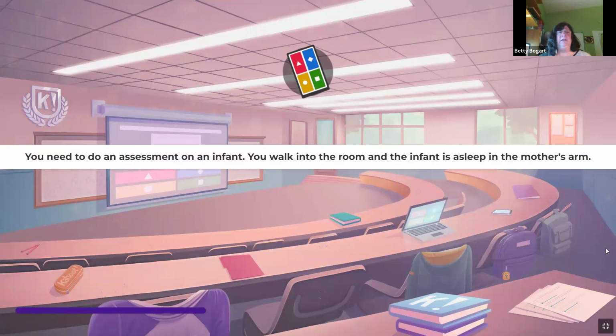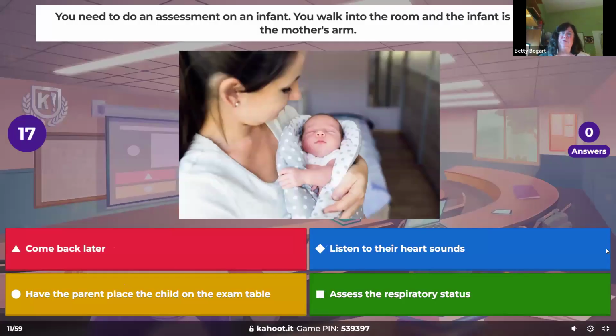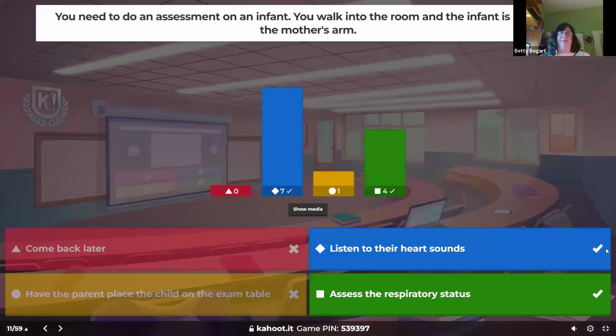You need to do an assessment on an infant and you walk into the room, the infant's asleep in the mother's arms. What are you going to do? What do you think? When you have a baby asleep, you're not going to be doing a head-to-toe assessment on a child. Remember, I said that last week. You need to do what you can do when you can do it.